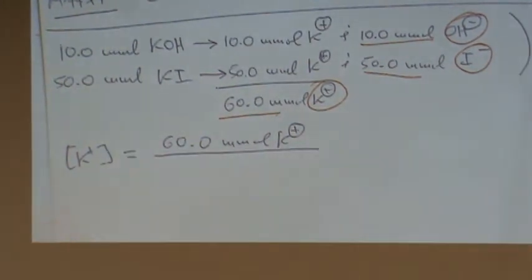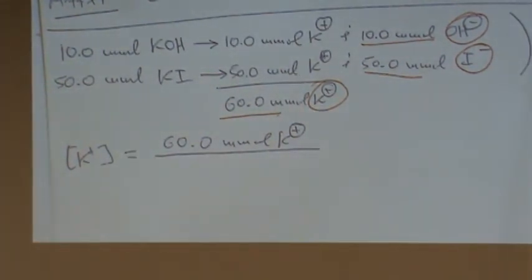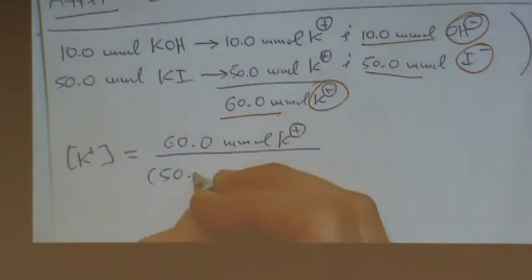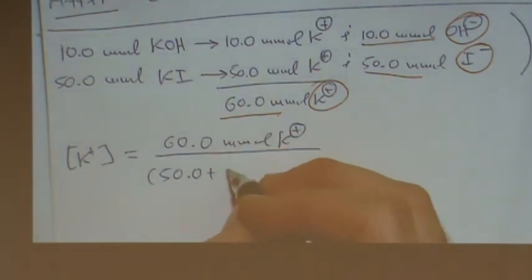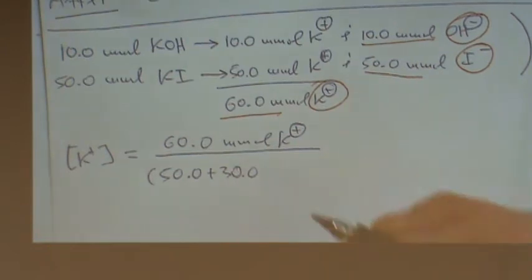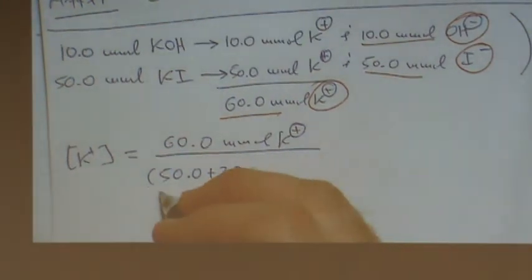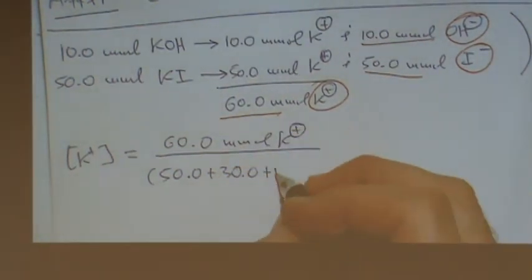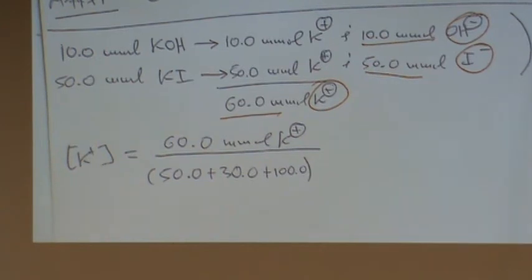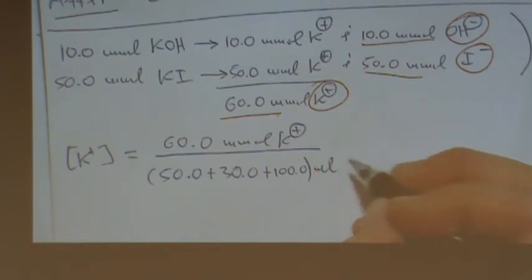And I want to know how many moles per liter. Well, what do I have as volume of the solution? The final volume of the solution will be how much? You put together 50, didn't you, plus 30, the other solution. And then don't forget, you added water. So the total volume is not going to be 80. Don't forget the 100 you added after you mix the solution. So the total volume will be actually 180 milliliters.